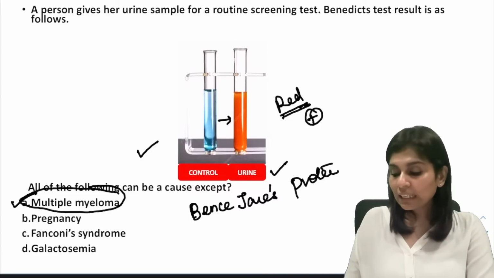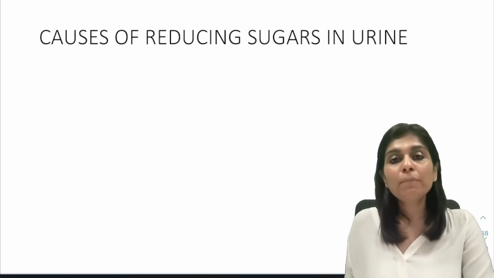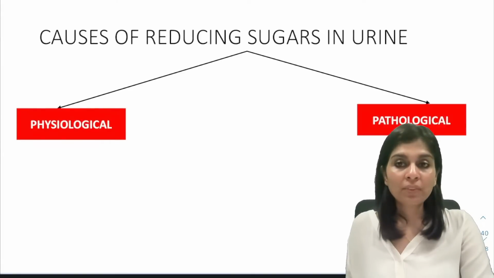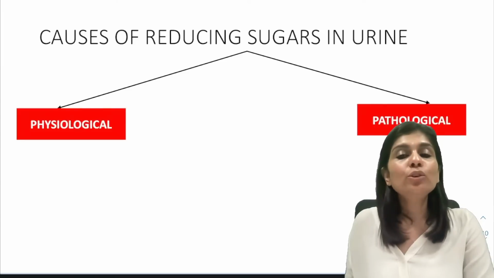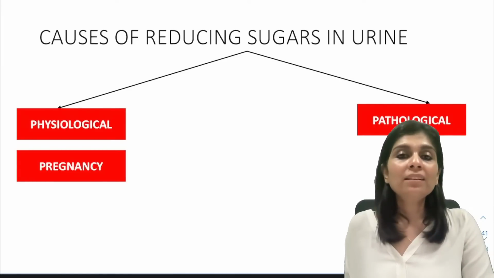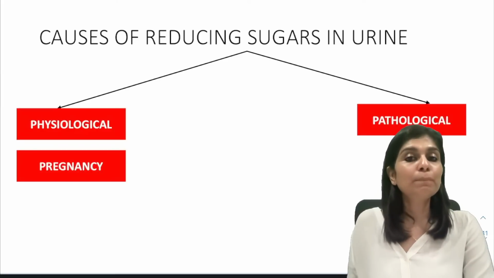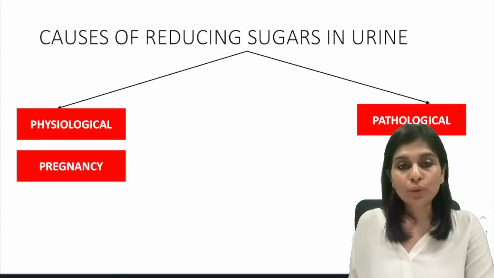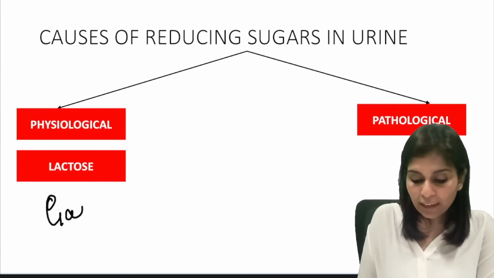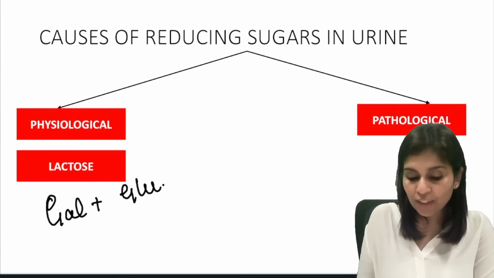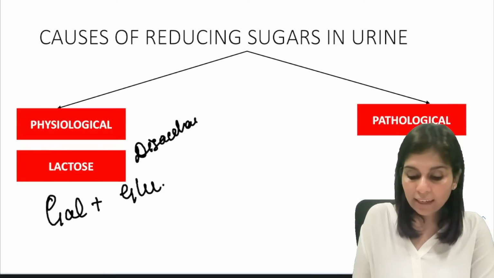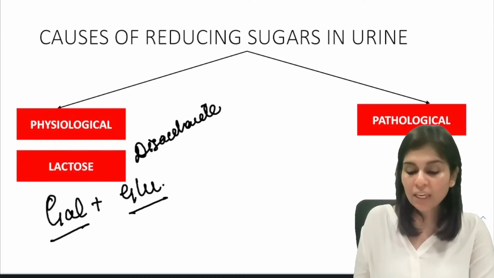So can you tell me what are the clinical conditions wherein reducing sugars can be found in urine? It can be a physiological condition or a pathological condition. The only physiological condition wherein reducing sugar can be found in urine is pregnancy or lactation. Because in both pregnancy and lactation, lactose will be formed by the person, and this lactose can be found in urine, and lactose is a reducing sugar. What is lactose made up of? Lactose is a disaccharide which is made up of galactose and glucose. This can be asked as a one-liner.